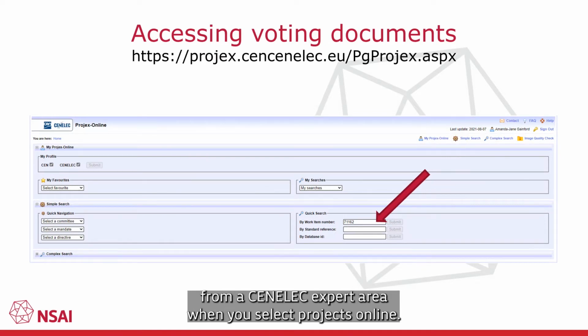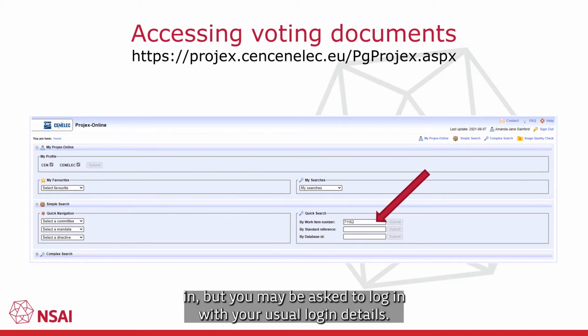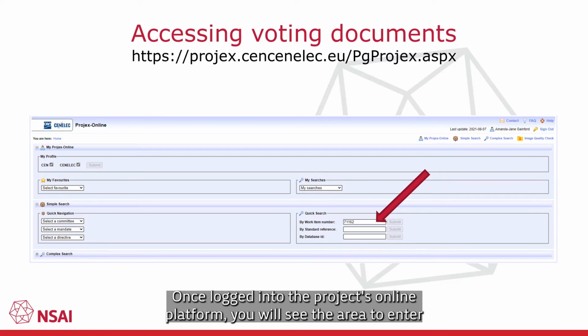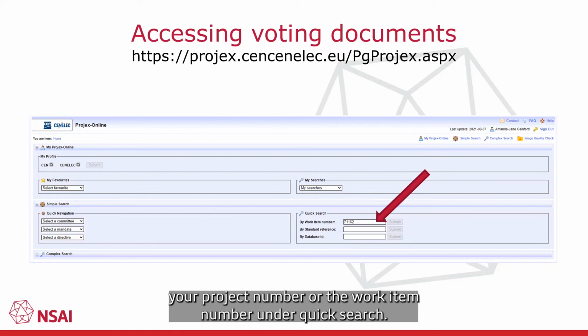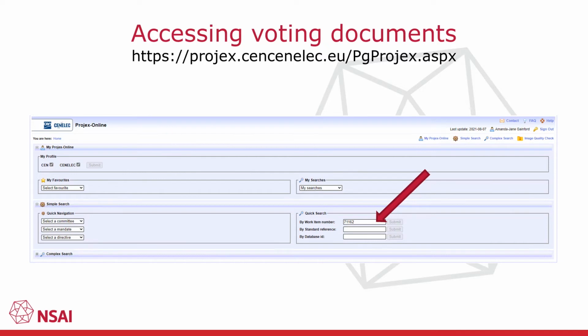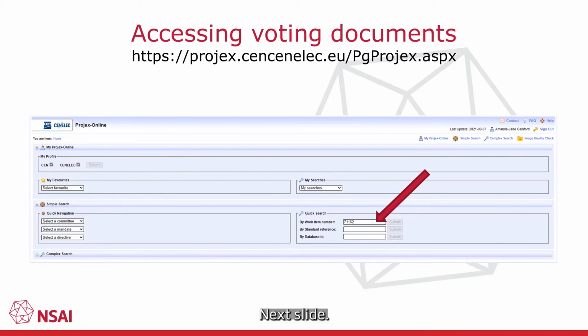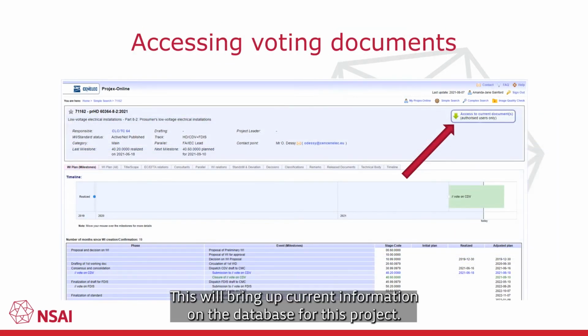When you select Project-online, you should have access with single sign-in, but you may be asked to log in with your usual login details. Once logged into the Project-online platform, you will see the area to enter your project number, or the work item number under Quick Search. This is the number you noted on previous slides. Enter this number in the box shown and select Submit. Next slide. This will bring up current information on the database for this project.